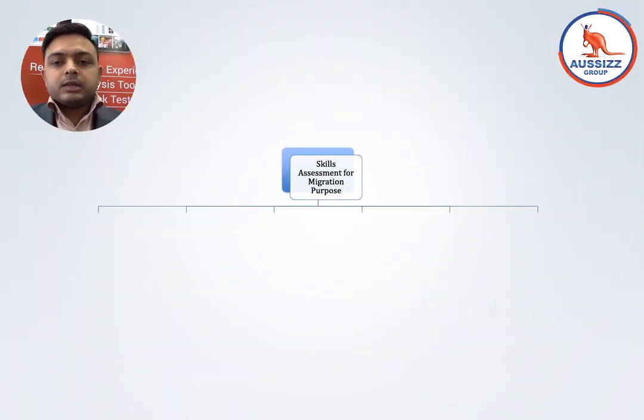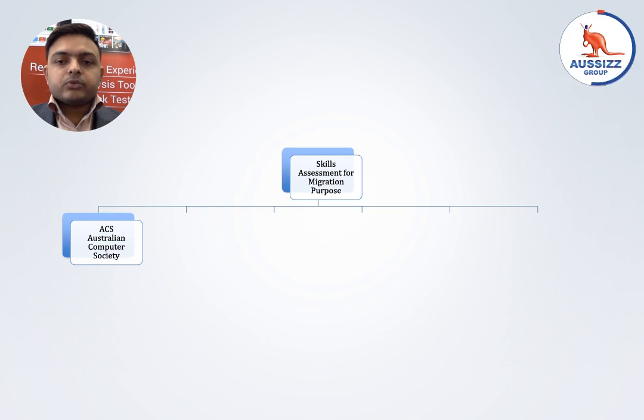Now, under the skills assessment for migration purposes, the assessment bodies are ACS, which is the Australian Computer Society, which usually assesses IT-related occupations such as software engineer, developer, programmer, computer network and systems engineer, analyst programmer, network analyst, ICT security specialist, and many more IT occupations like that.